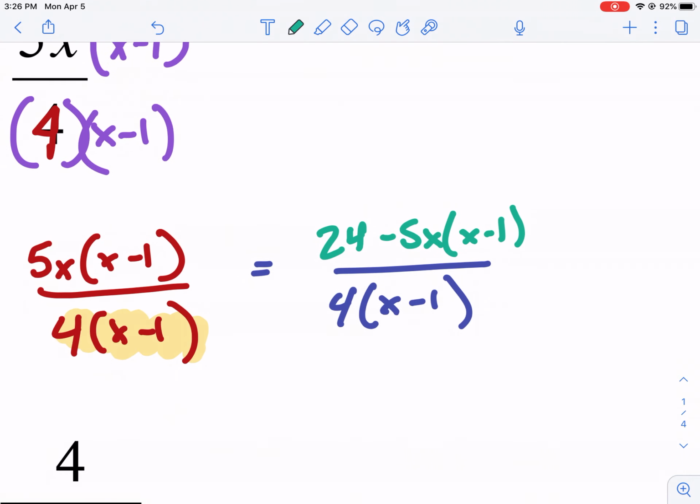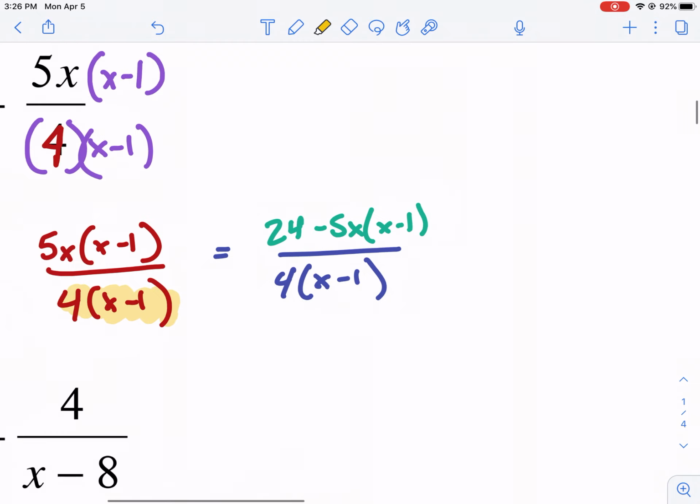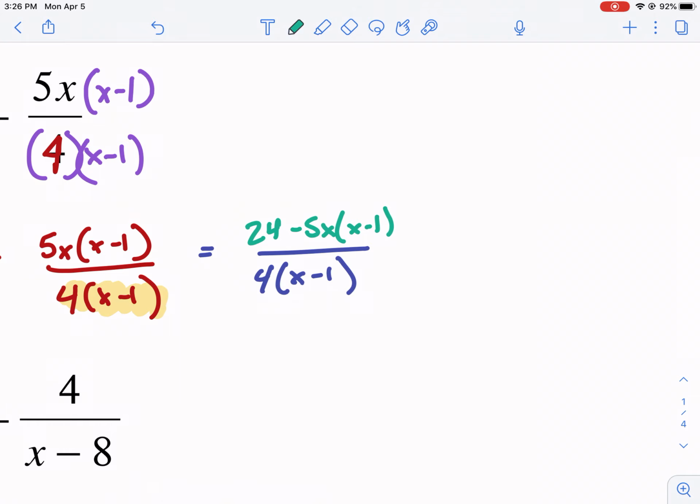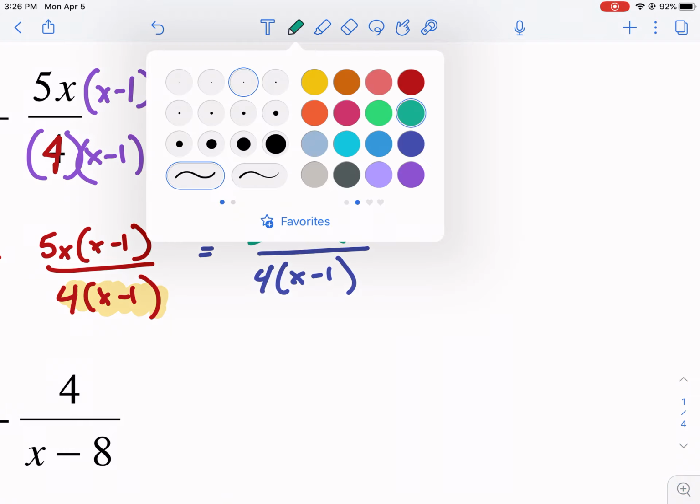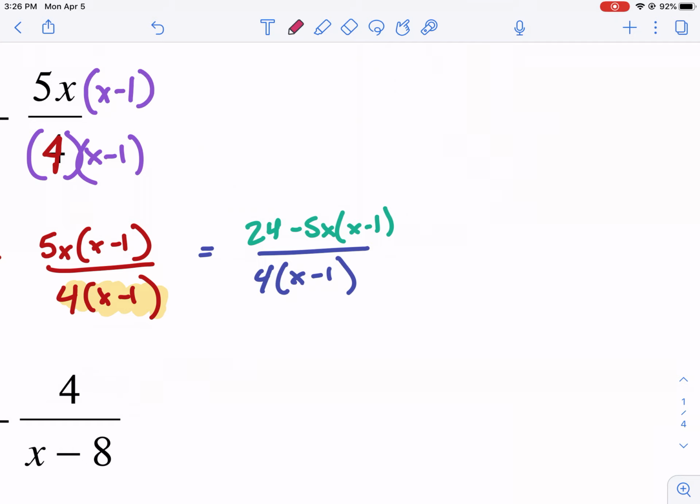Okay, it might be tempting to cross out the x minus 1, but you can't because there's addition in the numerator, so you can't just cancel them out. We might be able to factor if possible, but I'm guessing the best way to clean this up, so to speak, is to actually multiply the top and bottom. That'll make it look a little bit better. So we're going to distribute this here, and we're going to distribute this here.